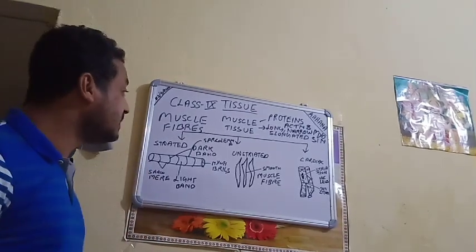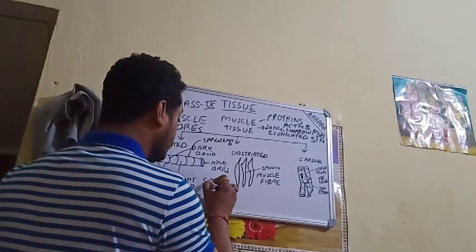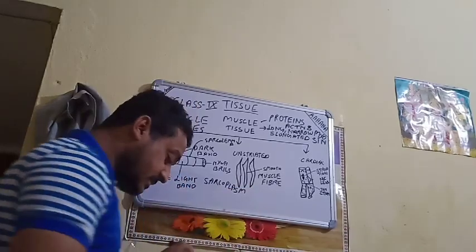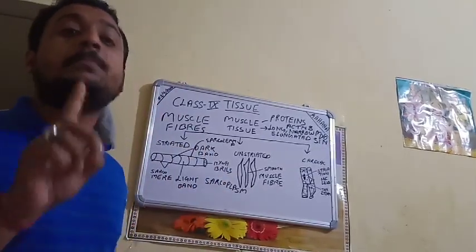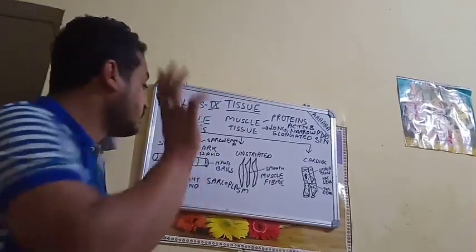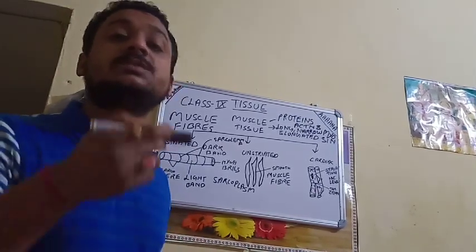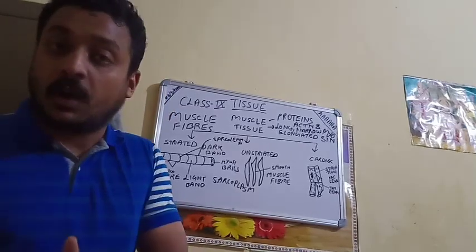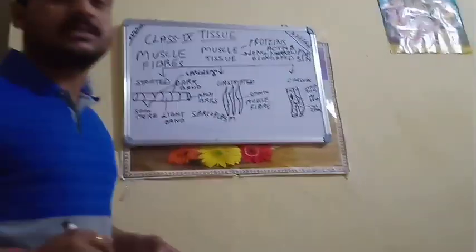Now, one more point is there, that is known as sarcoplasm. This sarcoplasm is present especially in the striated muscle, and it is the plasma membrane of the striated muscle or the voluntary muscle. Striated muscle is also known as voluntary muscle because it is under our will. Why is it voluntary? Because it is in our will. And why is it striated? Because it has dark and white bands.